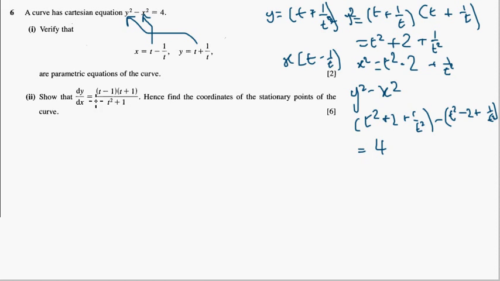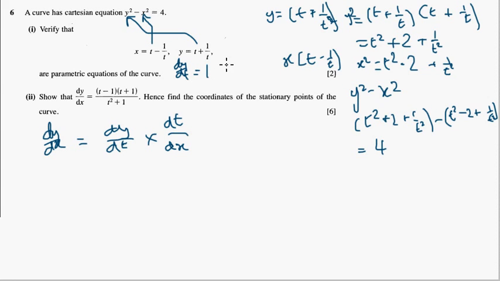Now it says dy by dx. Okay, to work out dy by dx, classic application of chain rule, we're going to do dy by something times d something by dx, and that something is clearly t. Now we've got y in terms of t, so dy by dt is going to be 1, t differentiates to 1, 1 over t is t to the minus 1, so that's going to become minus 1 times t to the minus 2, or minus 1 over t squared.